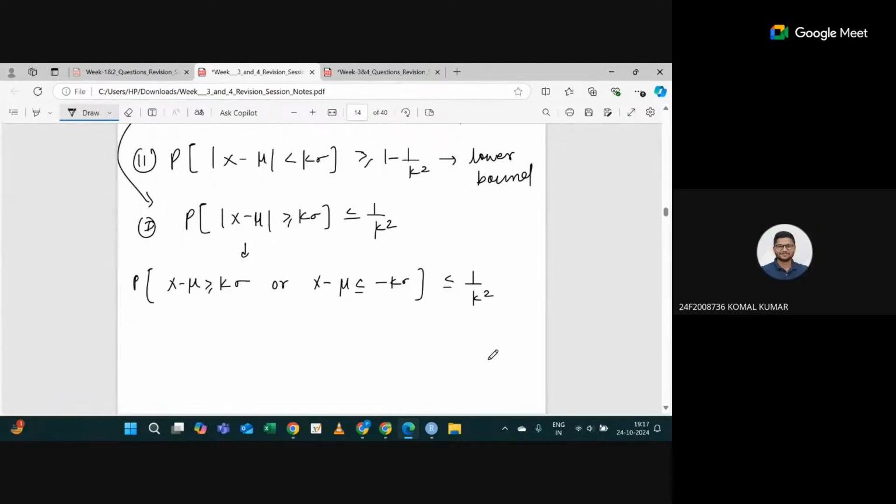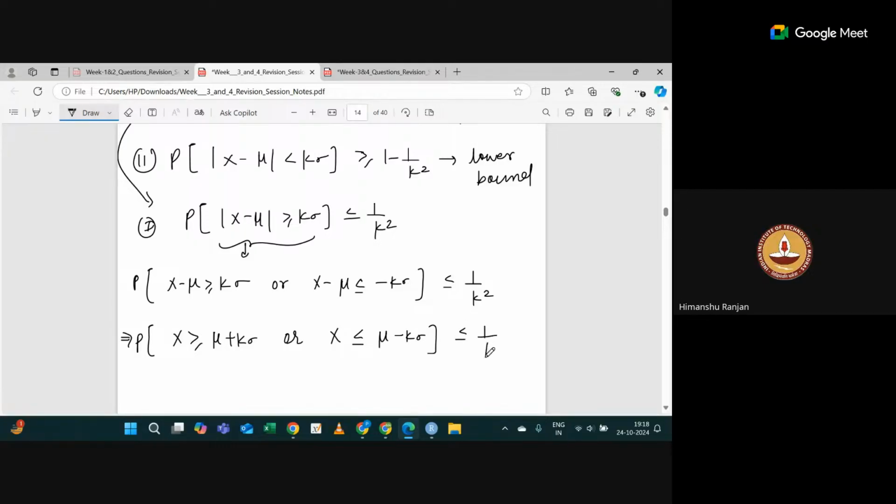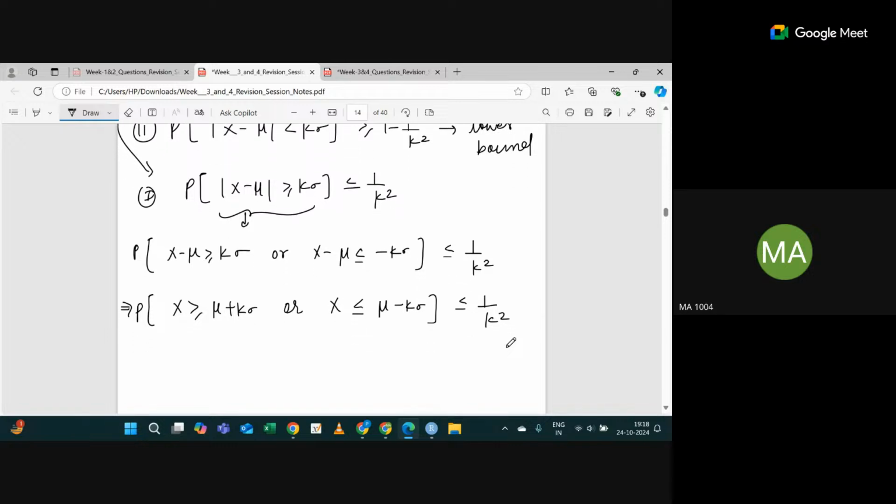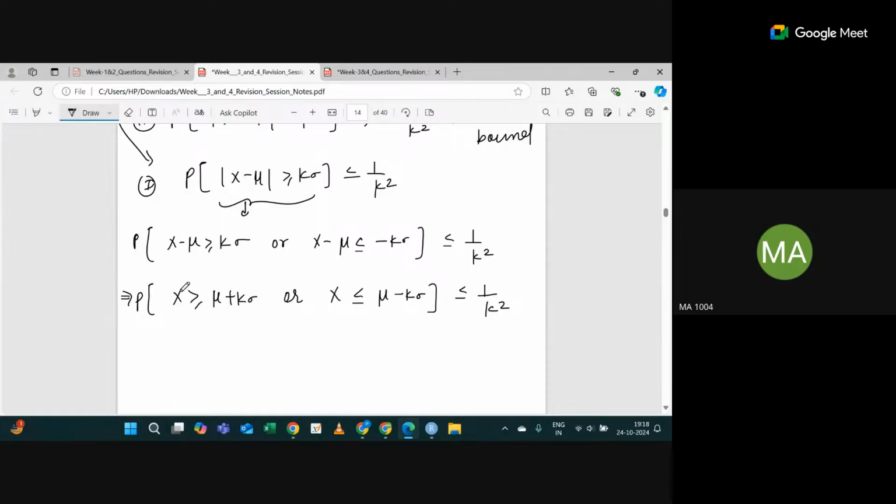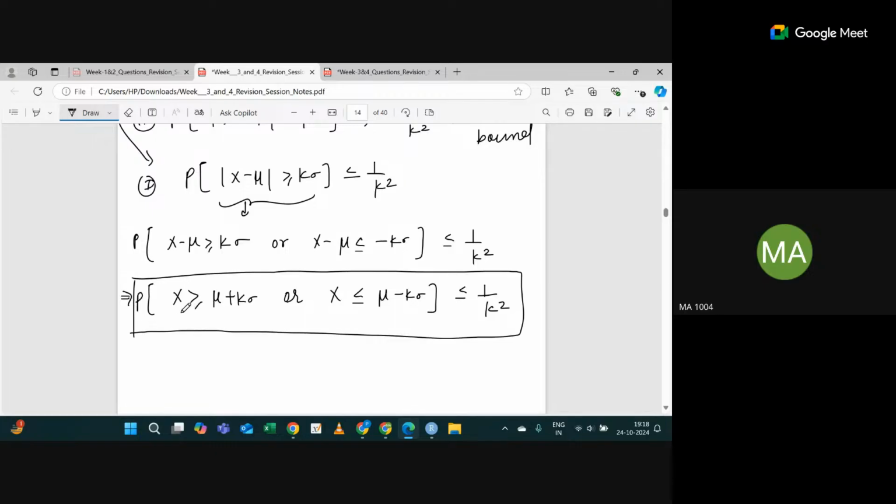Yes, sir. I have just expanded this part. If this is the part, can I write X is greater or equal to mu plus K sigma, or X is less or equal to mu minus K sigma? Are you getting my point? So far it is okay? So whenever you are asked to find the upper bound when probability X is greater or equal to some part, or X is less or equal to some part, you can use this first formula.